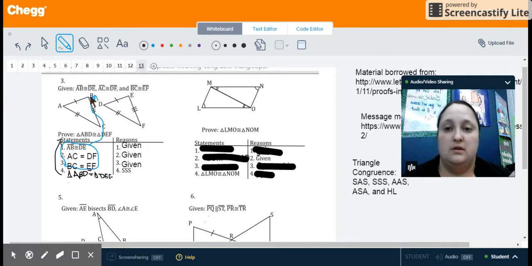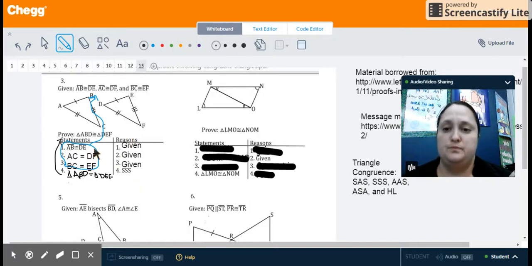So if you notice, the given information is at the top of the page. This generally comes first in this type of proof. Now, what type of proof is this? This is a two-column proof. In the first column, you'll see statements, which is where all the algebra goes, or all the math. The reasons will be the words or the language over here.